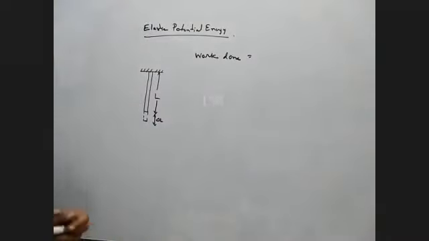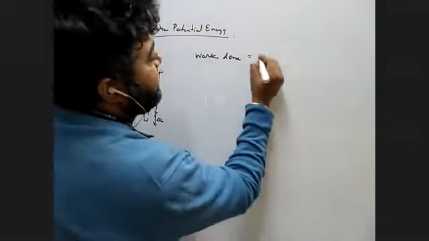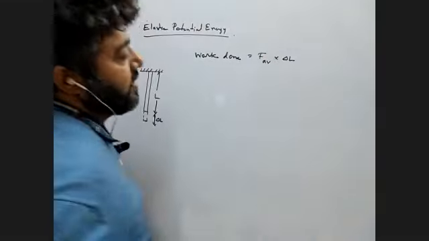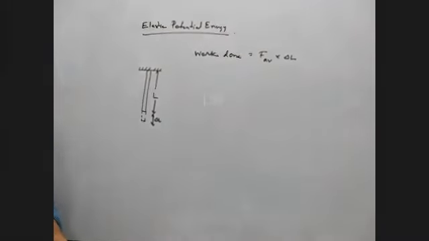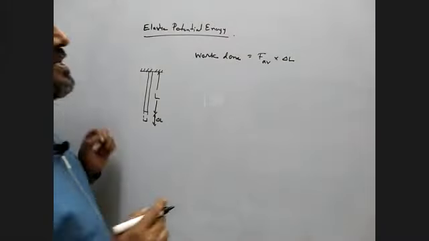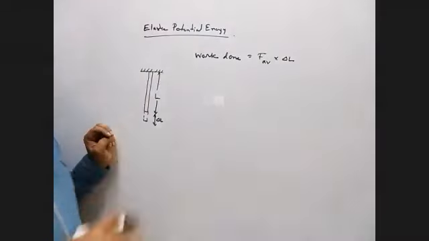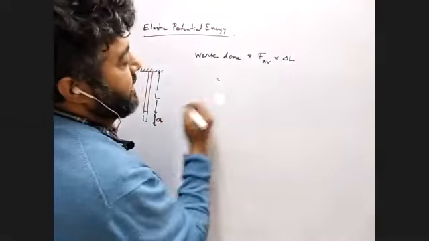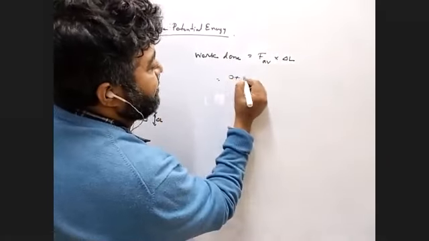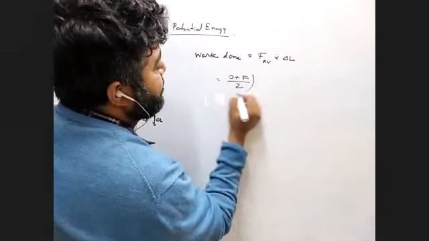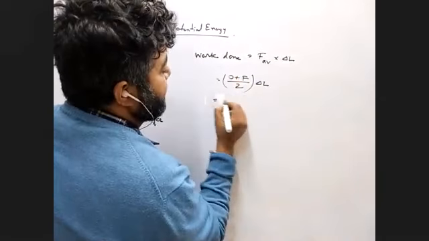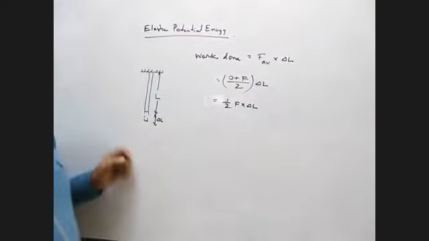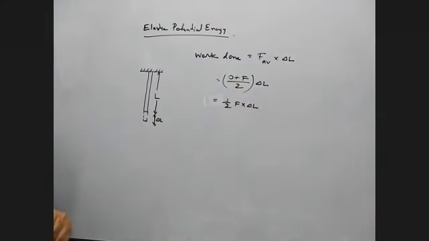The other one is work done is average force into change in length. Now in this force average, what do you mean by average force? The initial plus final by 2, because it's linear. So initial is 0, final is F, so F by 2 into del L. So what you have, half force into del L. Is it clear?